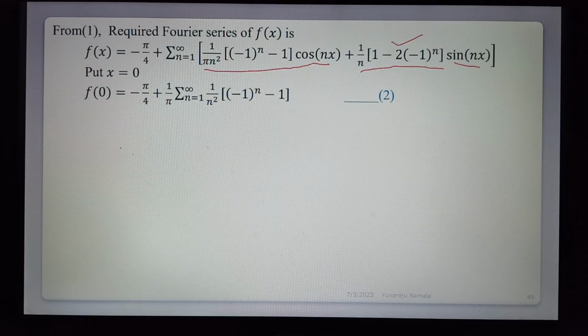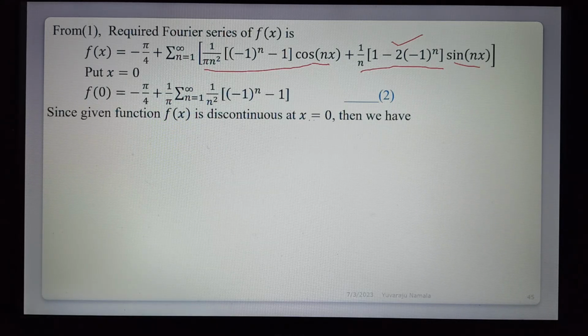But at the point 0 the given function is discontinuous because the left and right values are different. At the point x is equal to 0 both are not equal. So the left continuity and right continuity are not equal, that is a discontinuity. So the Fourier series of the given function converges to the average of the left and right limits, since it is discontinuous at the point 0.